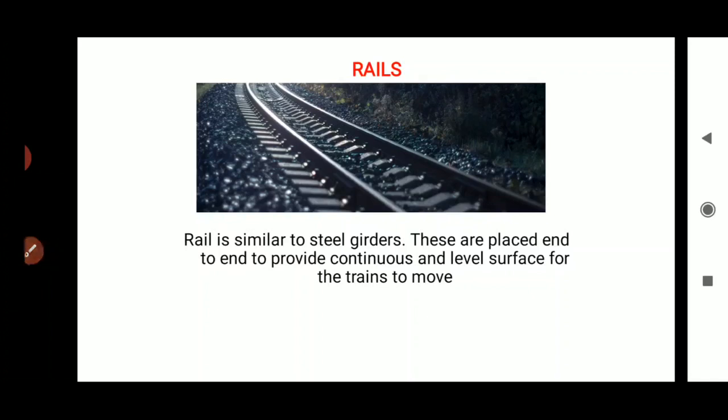And generally rails are made of high carbon steel to withstand wear and tear. To resist wear and tear, rails are made up of high carbon steel.